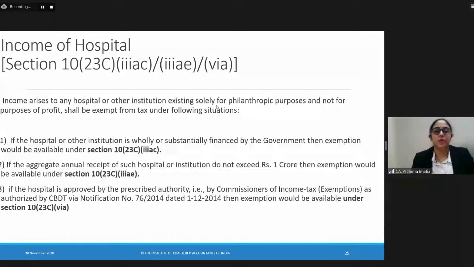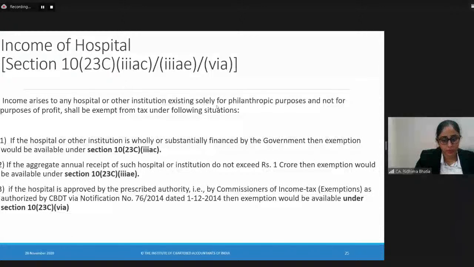Okay. Next, we come to income of hospitals. Again, we are in 10(23C) only. I told you one is that national funds which are covered here, all that. Then there is education institution, 3 categories: government financed, less than 1 crore income, and if you get yourself approved or authorized by the CIT, correct?